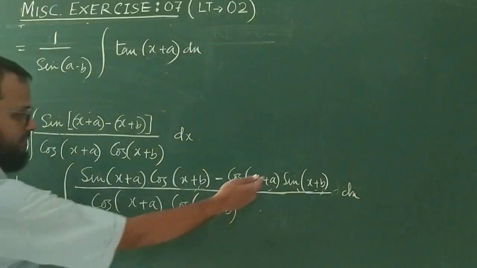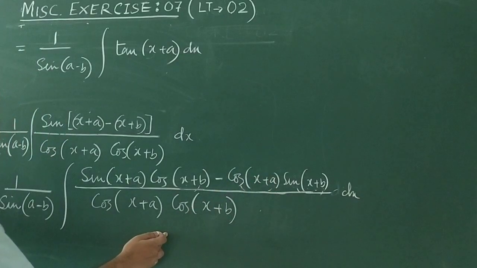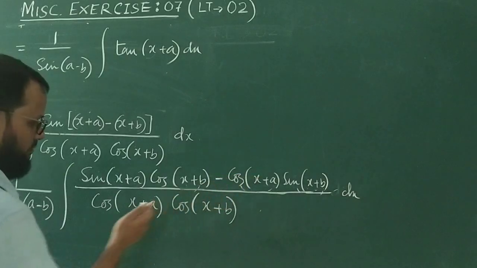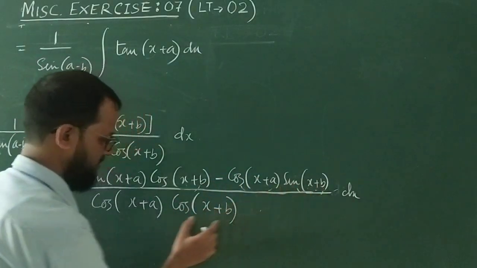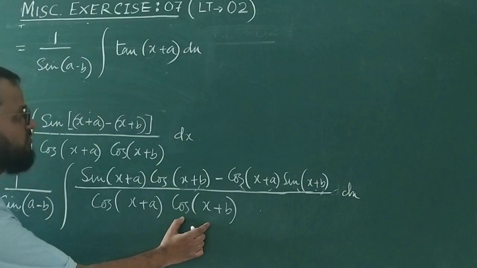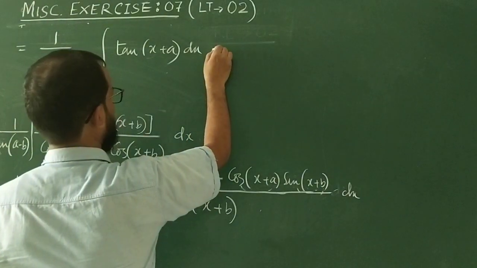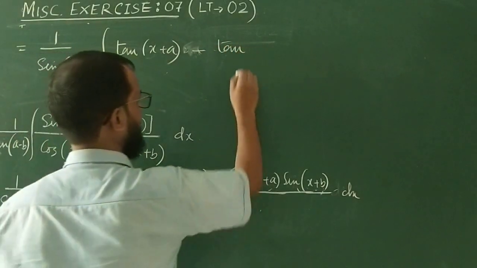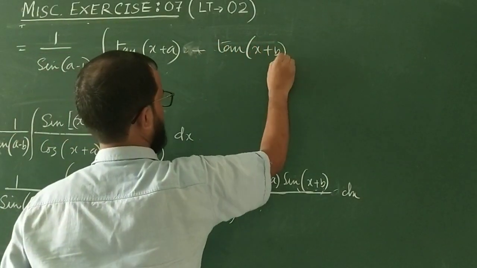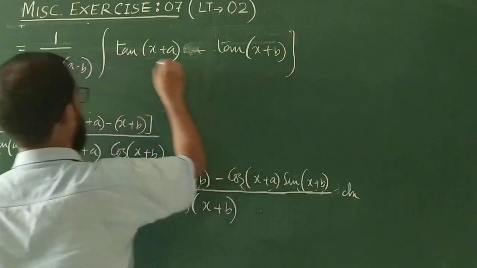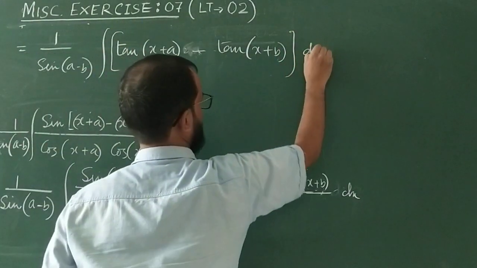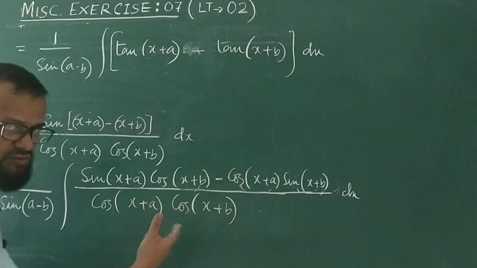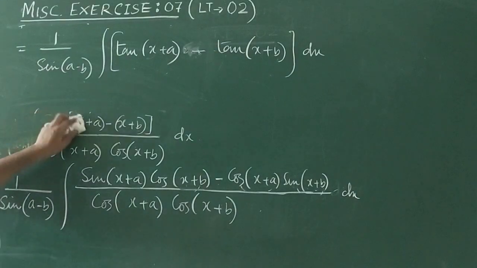Again separate this divided by this. So what will happen? It will be cos(x + a) and cos(x + a) will be cancelled. Remaining is sin(x + b) divided by cos(x + b). You write like that, minus tan(x + b) into dx. So this is the final result we get. Ultimately, I hope you understand this step. Go through this, you can easily understand. I am not going to explain much.